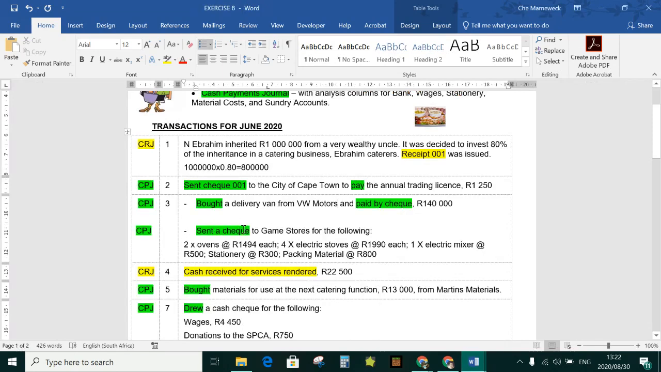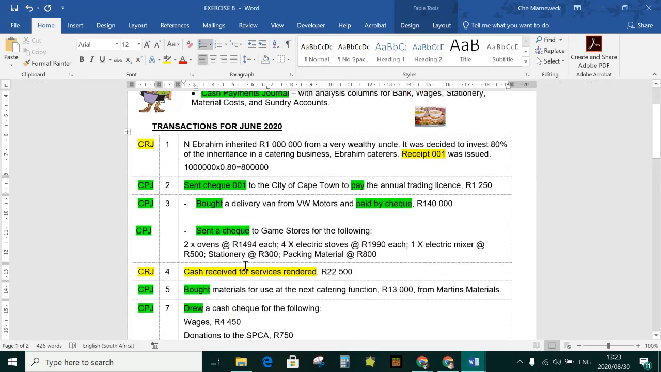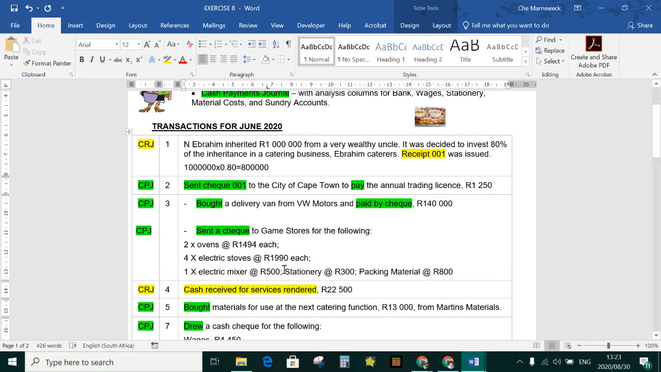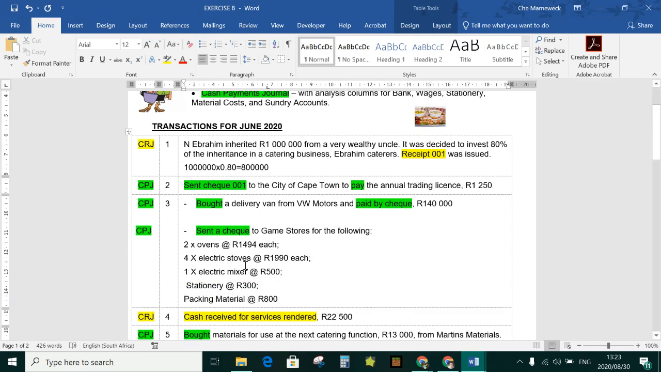We have sent a check to Game Stores. So we can fill in Game Stores. We now need to work out how much money we are going to pay Game Stores. We are buying 2 ovens, 4 electric stoves, 1 electric mixer, we are buying stationery, and we're buying packing material.